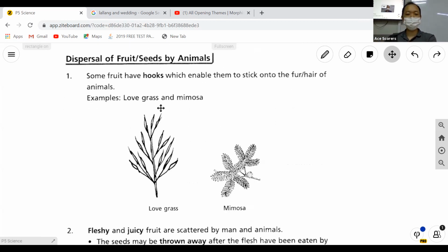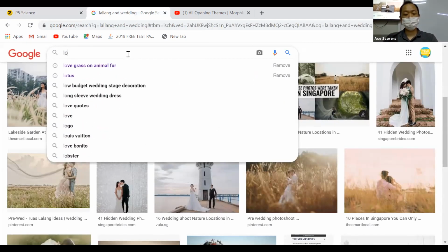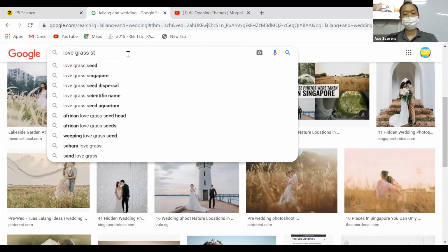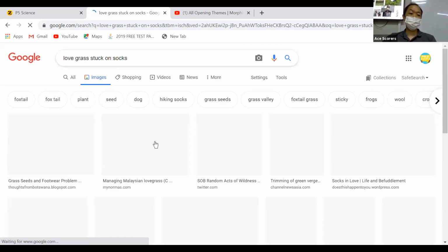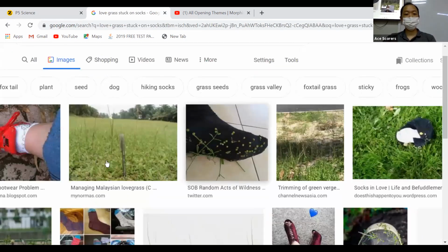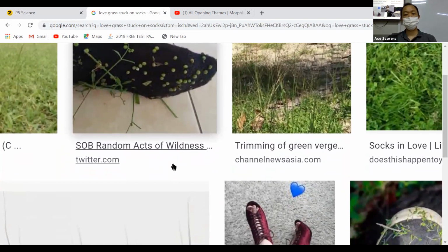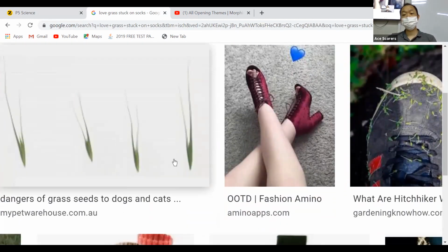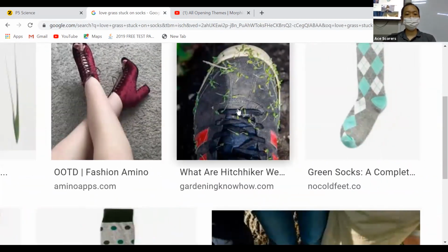Okay, so love grass and mimosa by animals. Love grass stuck on socks. Look at that. If you walk through a field, sometimes you're going to get this stuck on your socks. You said animal. Human is an animal. So if they get stuck on humans like that, how about animals with fur?